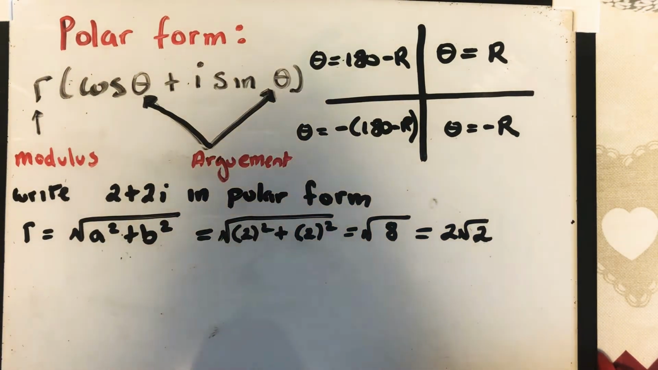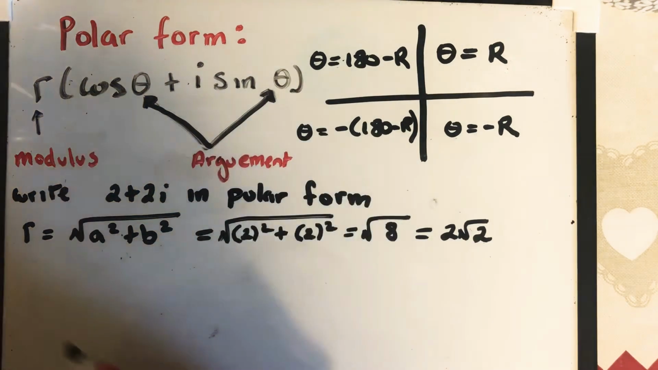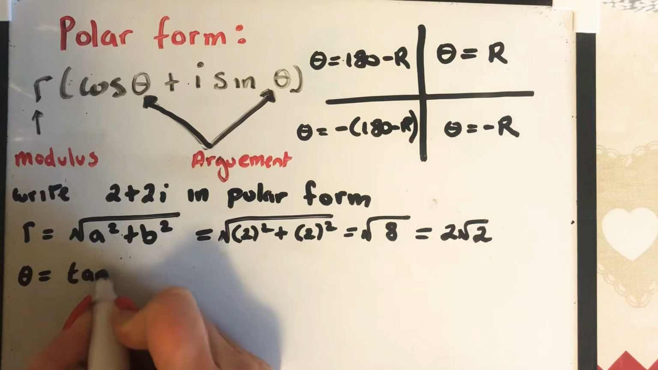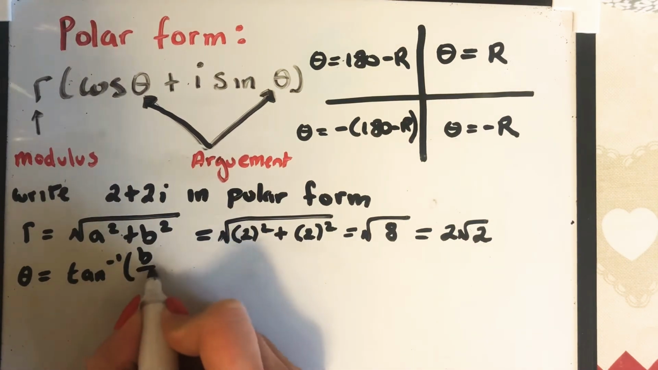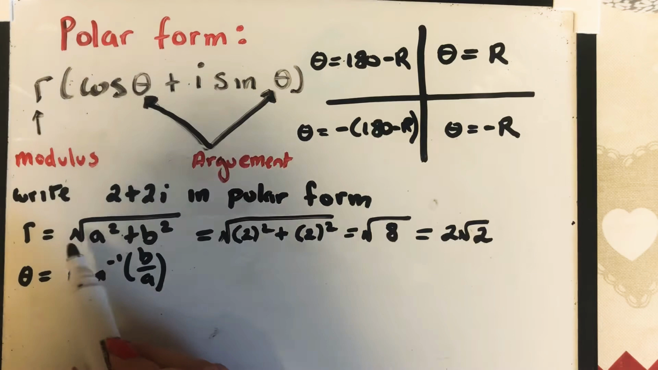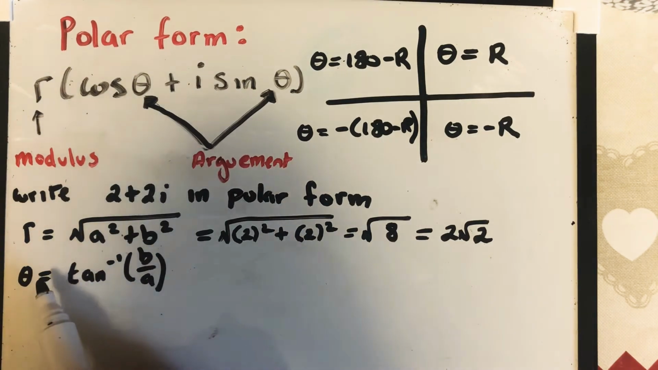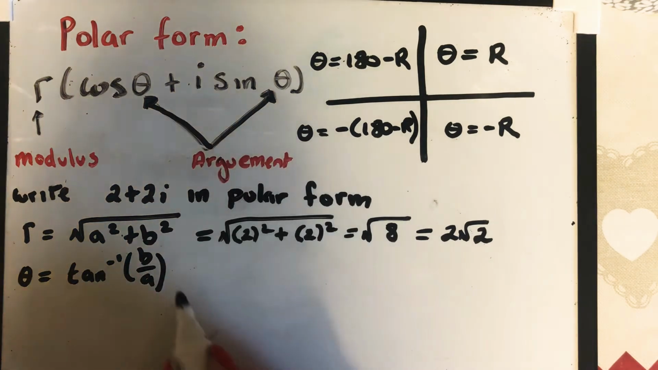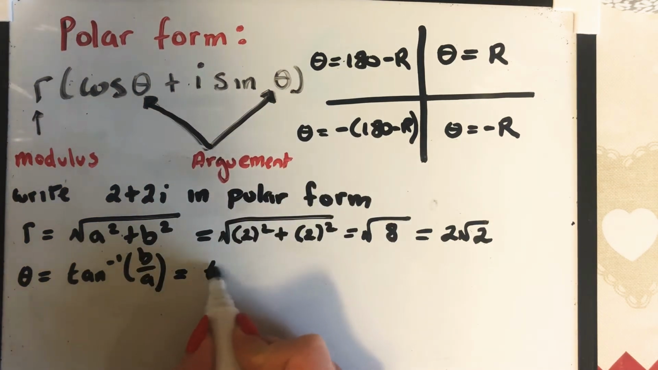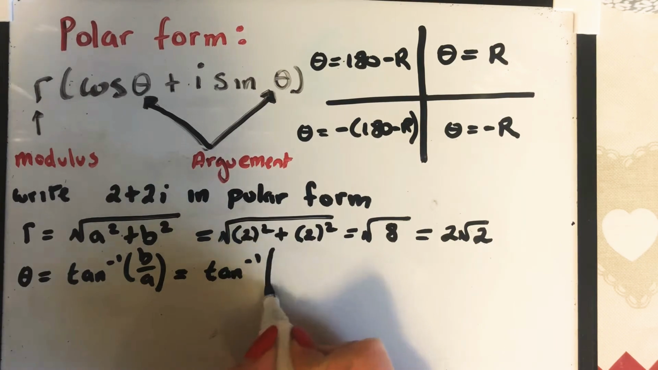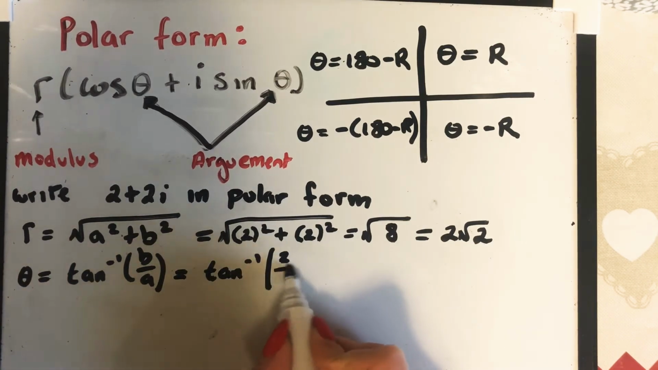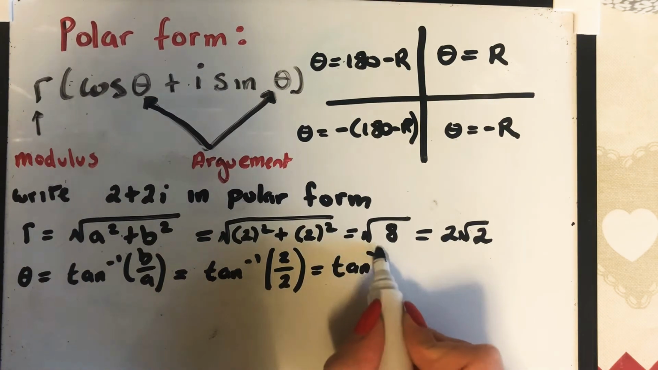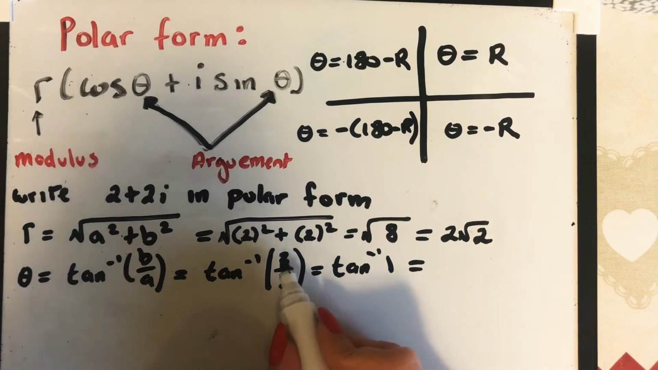Next of all, we're going to find out what our angle theta is. So the formula for this is theta is equal to the tan inverse of b over a. So I would recommend you learning off the modulus formula and learning off the theta formula. So theta is equal to the tan inverse of b over a. So we take our a and our b and we fill them in, and we can see here they're both 2. So get the tan inverse of 1. 2 divided by 2 is 1.